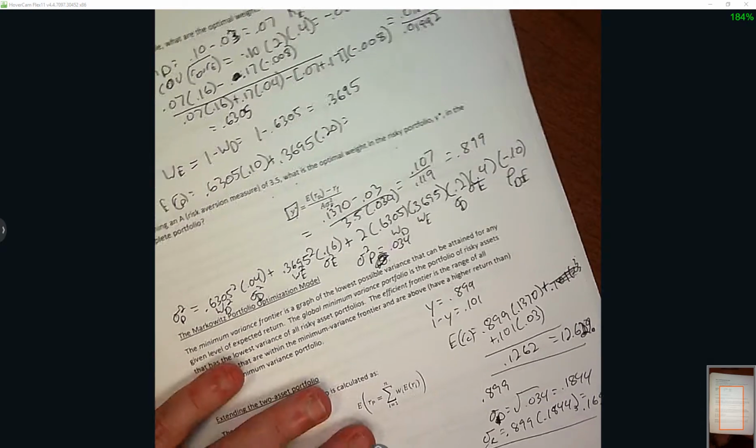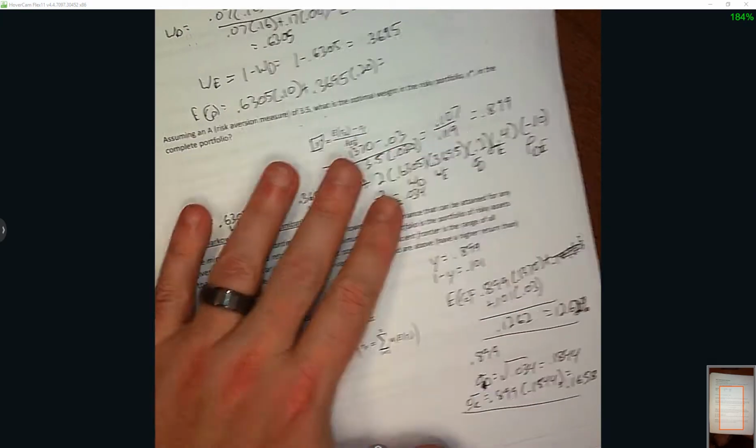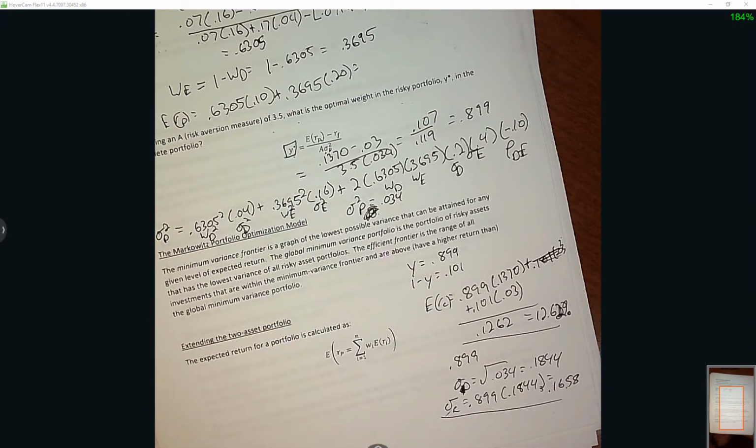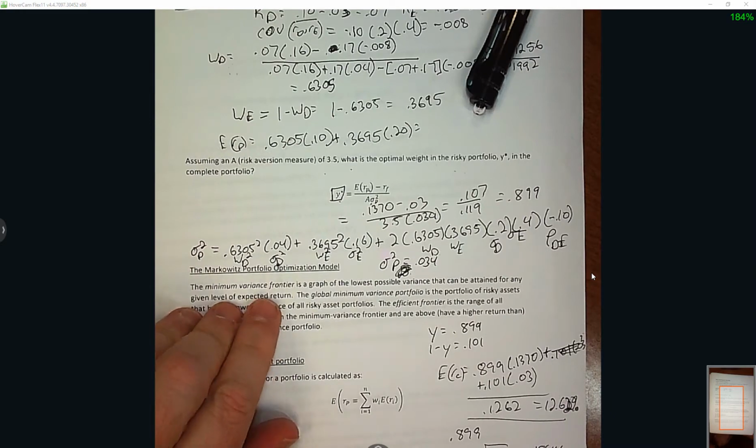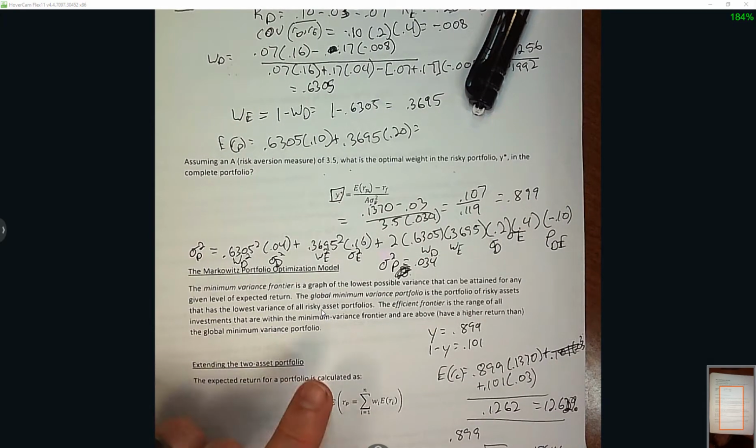All right, so now that I've shown you how to calculate, in a two-asset environment, the optimal weights of risky assets, and then combining those with the risk-free asset to give us the complete portfolio, and then how to calculate the expected return and the standard deviation of the complete portfolio. Now let's go on beyond two assets. So let's go to the Markowitz portfolio optimization model. And this is where we're going to combine several different risky assets. And I'm going to show you a graph of this. I'm not a very good artist, so I found a graph online that really represents this well.